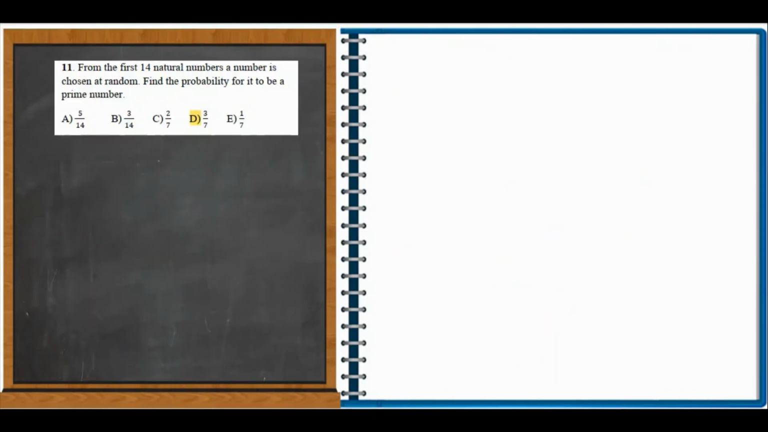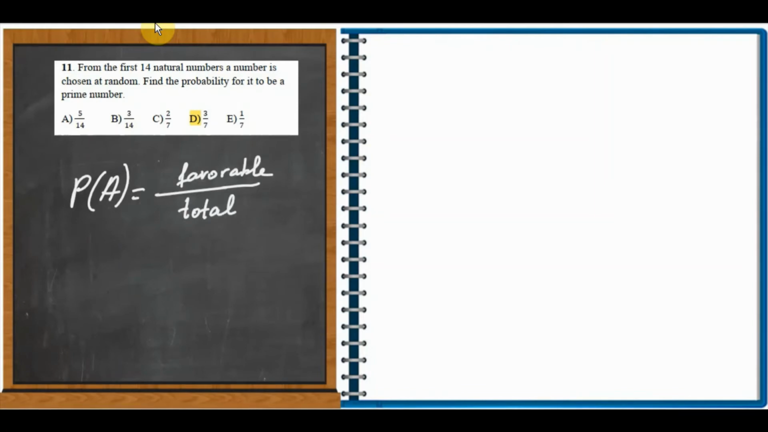In number 11, we see a probability question. So in order to solve this, let's remind the formula of probability. It's the ratio of favorable outcomes to total outcomes. So in this specific question, let's list all the outcomes.